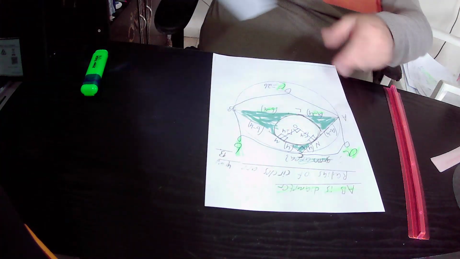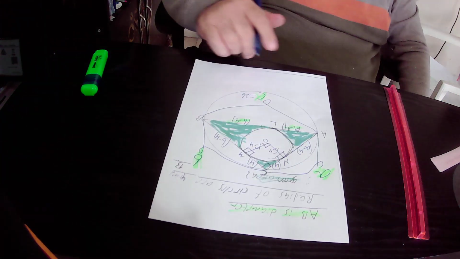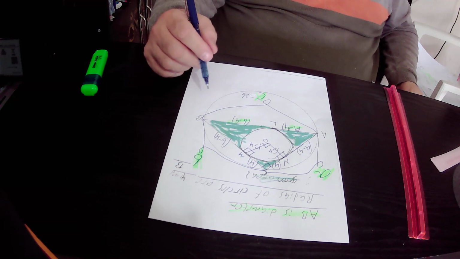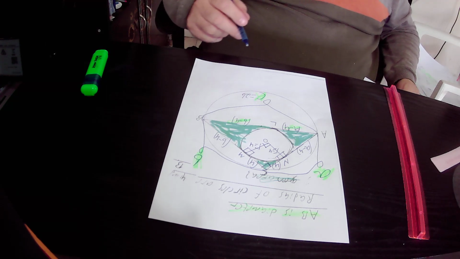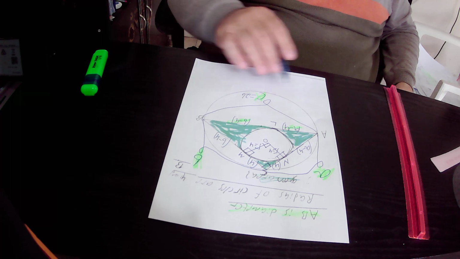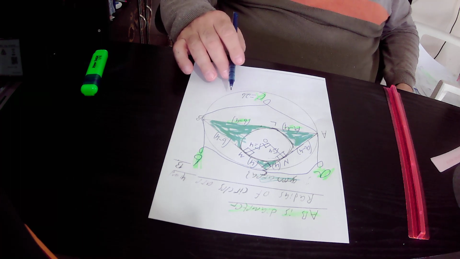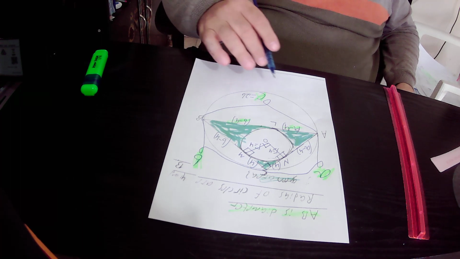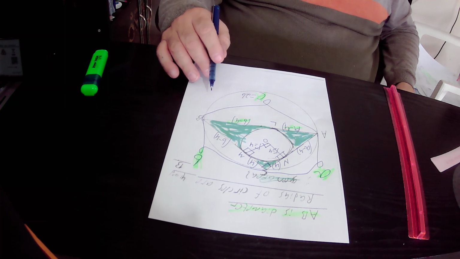So in the first question, we have this big circle. We know that AB is the diameter of the big circle, and the radius of the big circle equals 13 units.